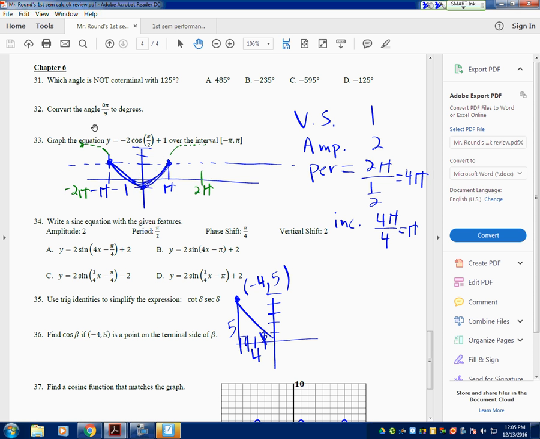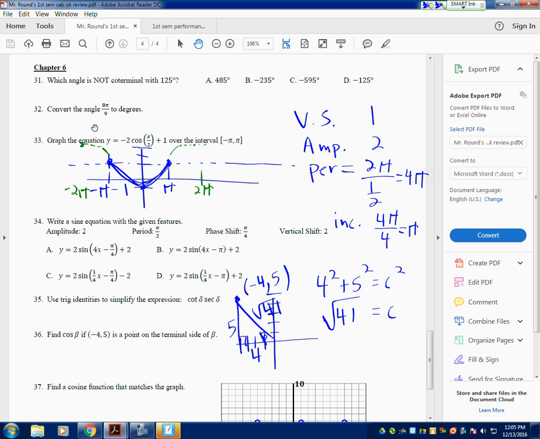Cosine of beta will be the adjacent, which is 4, over the hypotenuse. It will be negative because cosine is the x-coordinate and I'm to the left of the y-axis. So using the Pythagorean theorem, 4 squared plus 5 squared equals c squared. I get 16 plus 25 is 41. So square root of 41 is my hypotenuse.